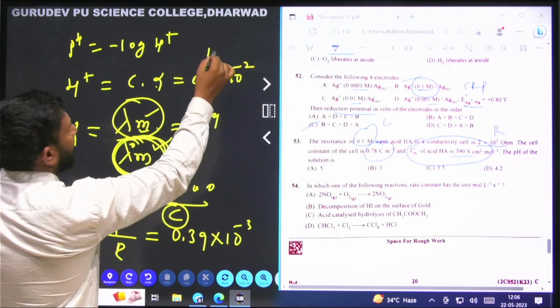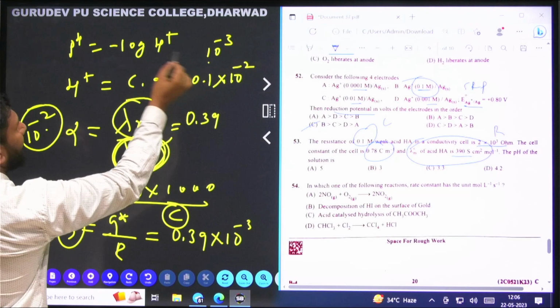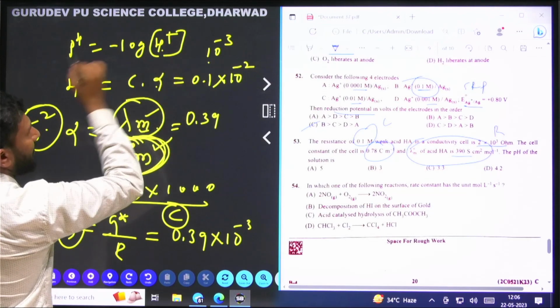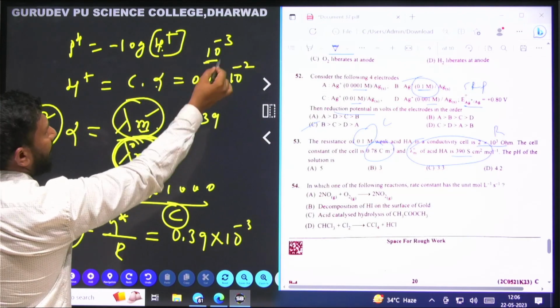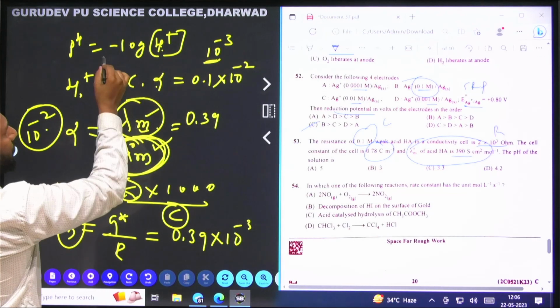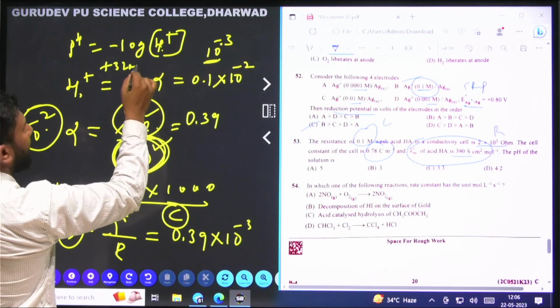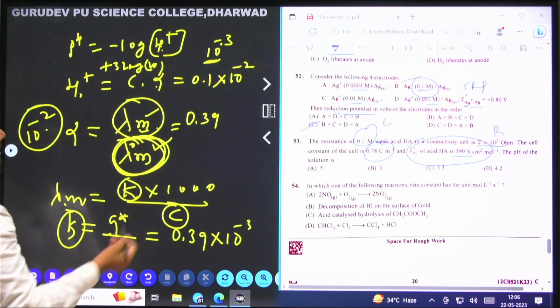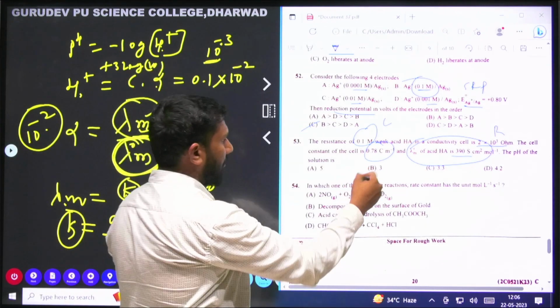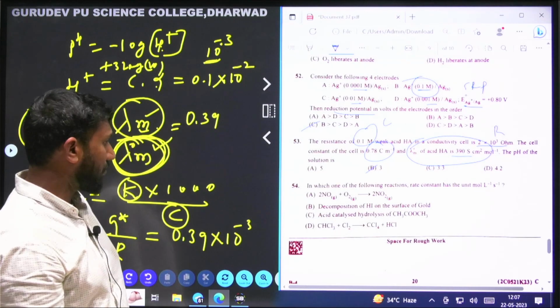So there, 10 power minus 3 comes. So this 10 power minus 3 is the concentration of H plus ion, substitute it, and finally minus into minus plus 3 log 10 comes. So 3 log 10, log 10 is 1. So answer is B. Next, I will move on to question number 54.